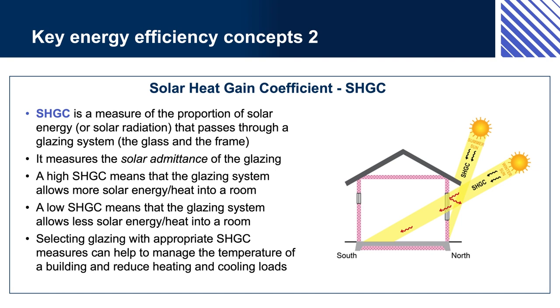A high SHGC means that the glazing system allows for more solar energy heat into a room, i.e., a value closer to 1. A low SHGC means that the glazing system allows less solar energy heat into a room, i.e., a value closer to 0. A low SHGC is good in some circumstances, and a higher one is better in other circumstances, depending on how the glazing needs to function in the building. The definition of total SHGC varies slightly between NCC volumes 1 and 2. Like the U value, you will usually see SHGC values quoted for glazing and window systems. You will need to understand whether the value quoted is the value of the glass or frame, or a total SHGC for the entire window system.